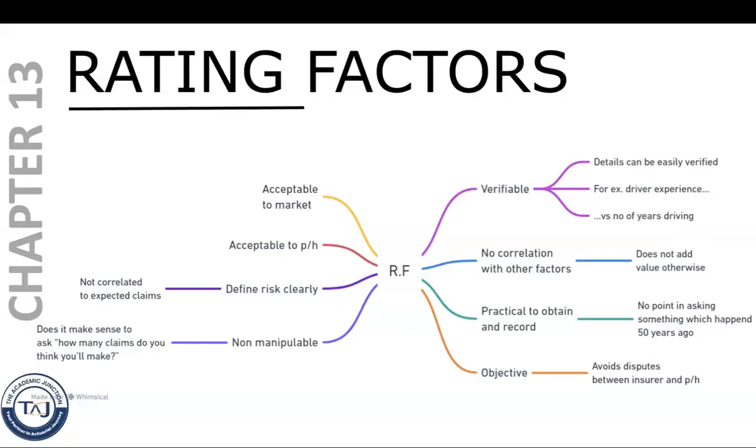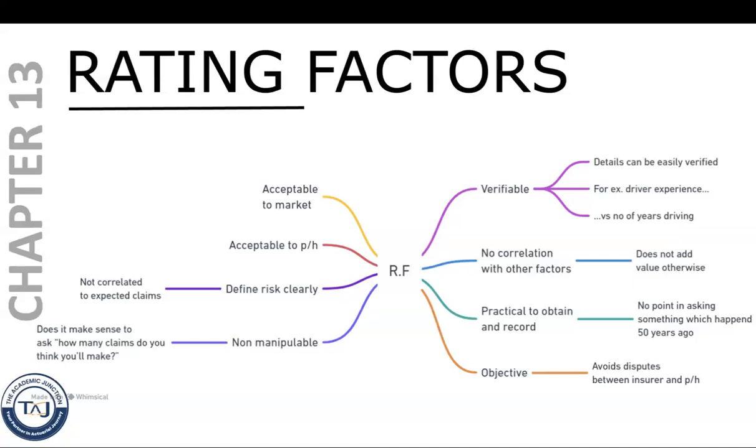I can ask you how long you have been driving. I'm sorry, I can't ask you how good a driver you are. How can I verify that you're a good driver or a bad driver? When you come in as a customer for a quote, I have no information on you. And one of my rating factors cannot be, are you a good driver?